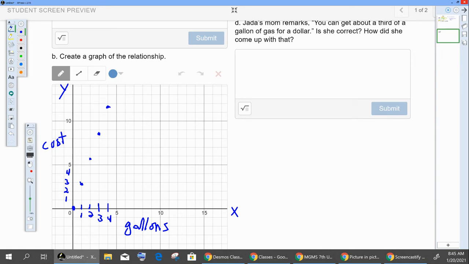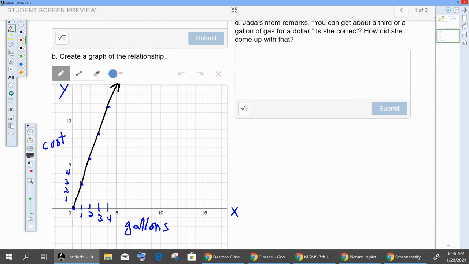So you should see that this makes a straight line, and it's going up pretty fast. And it would keep going. The more gas you buy, the more money you're going to spend, right? So that is the actual graph that should be on your paper.